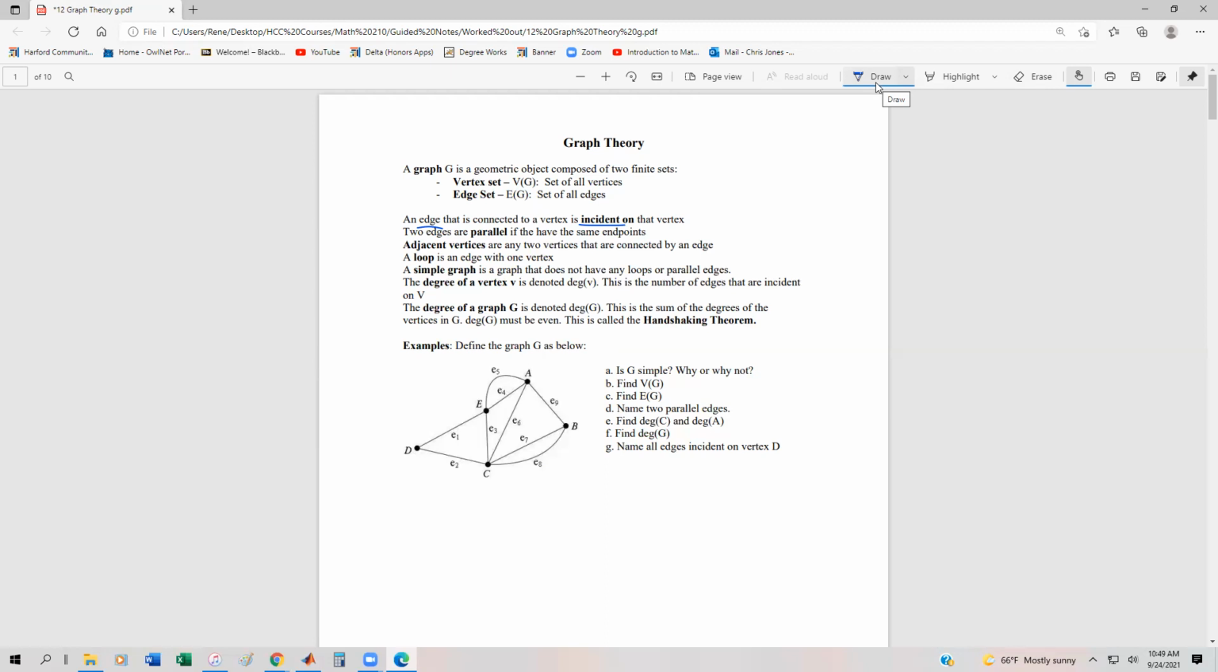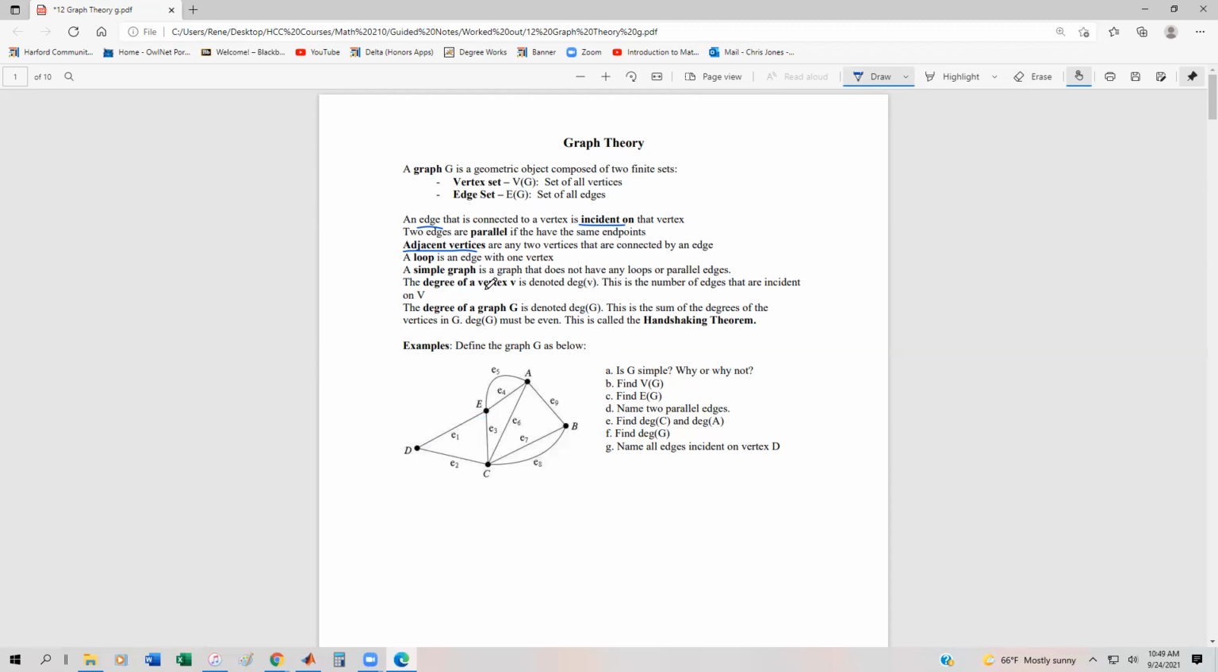Adjacent vertices are two vertices that are connected by an edge. So down here, D and E are adjacent to one another. A loop is an edge that has one vertex. In the diagram G, there is no loop. A simple graph contains no loops or parallel edges.